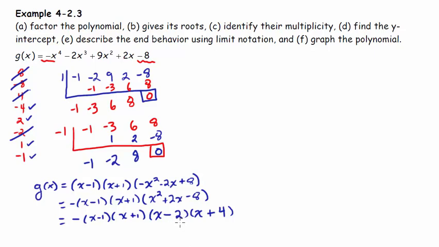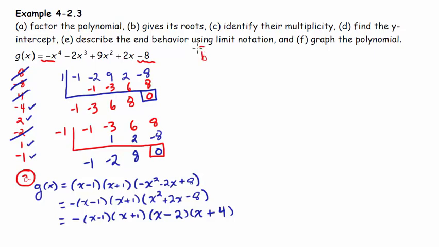My last term here, negative 2 times 4, would give me negative 8, which is what I was looking for. Then inside I have negative 2x, outside I have positive 4x. Yep, those add up to positive 2x. Alright, so we have factored, so we have completed part A here.